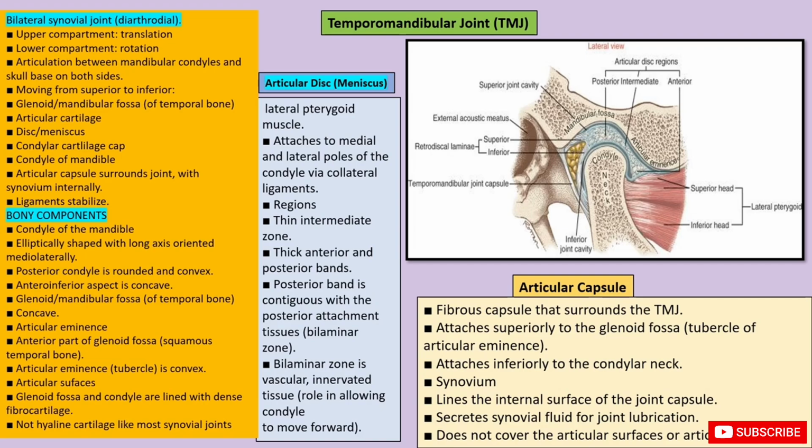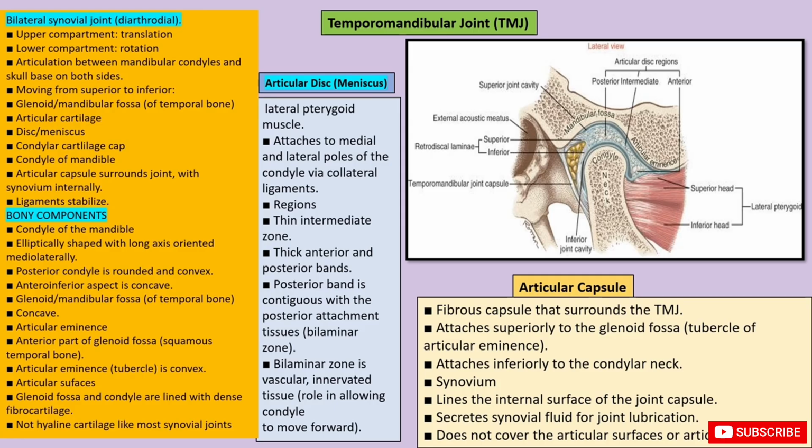Now we can see the TMJ structure too. So TMJ, it's a bilateral synovial joint, and this joint is formed from the mandibular condyle and the skull base on both sides. So it is a diarthrodial joint. By the articular disc, this joint is divided into upper joint compartment and the lower joint compartment. The upper joint compartment is between the disc and the glenoid fossa, and the lower joint compartment will be between the disc and the condyle. Lower compartment is for rotation and upper compartment is for translation.